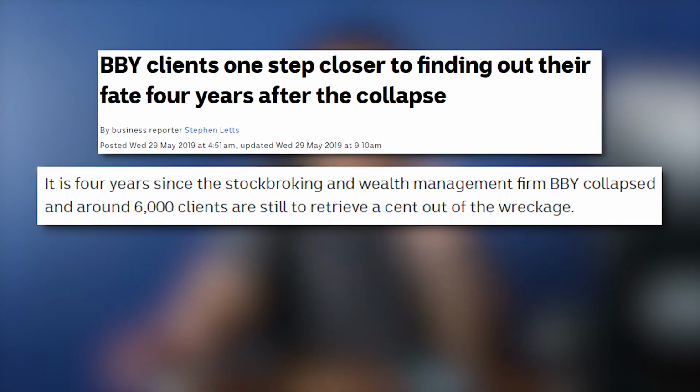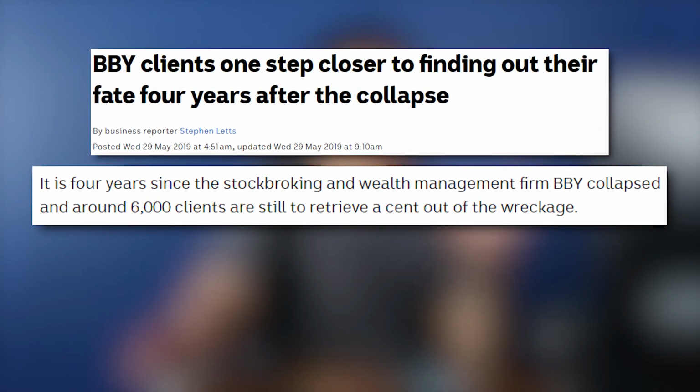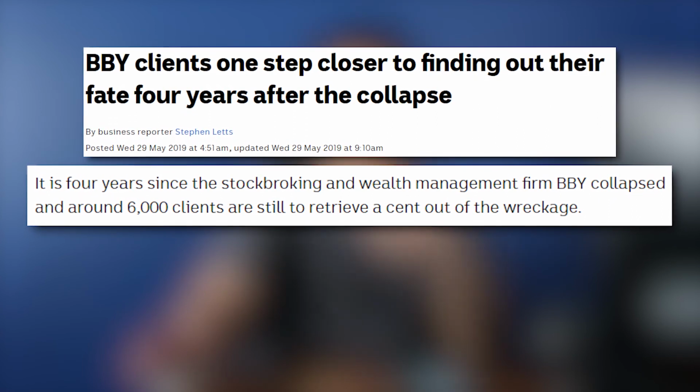There actually has been a broker collapsing in Australia that was a custodian model broker in the last 10 years, and people are still waiting to get their shares back as of this day. So you do want to be careful.